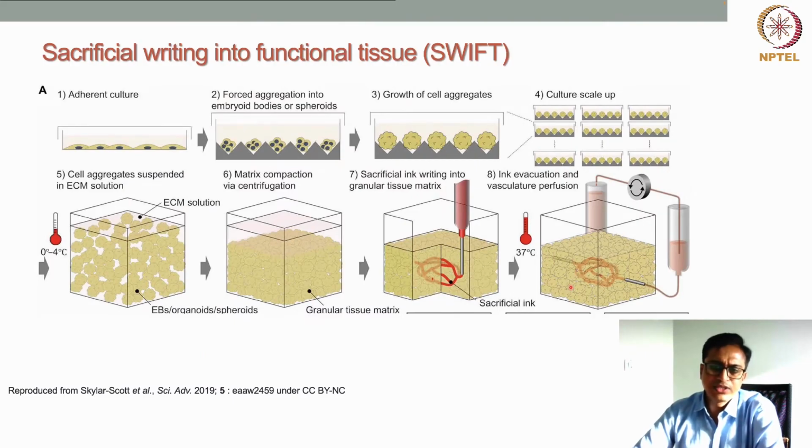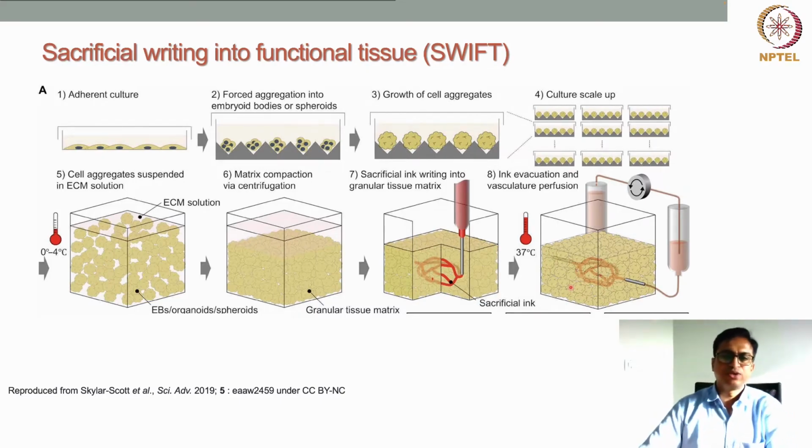The other method I'd like to discuss is a very interesting study where a similar support bath concept was used to develop a vascular channel embedded in a tissue bed. So here what they have used is the organ building block.